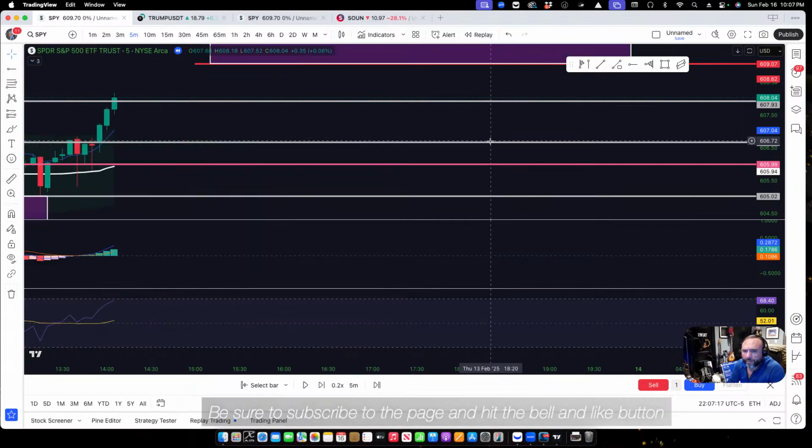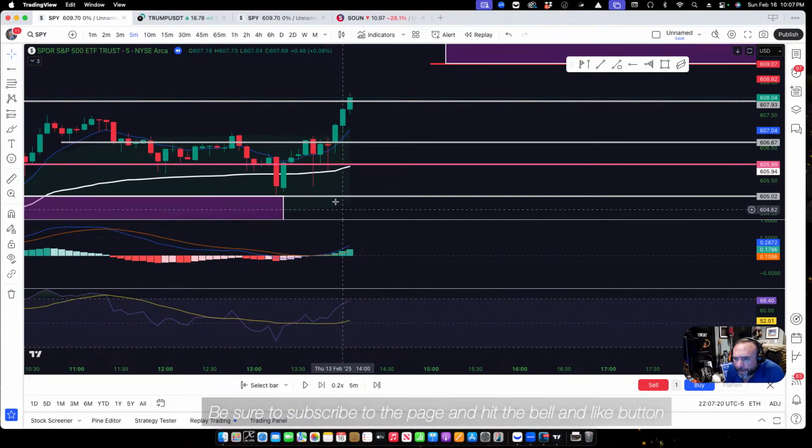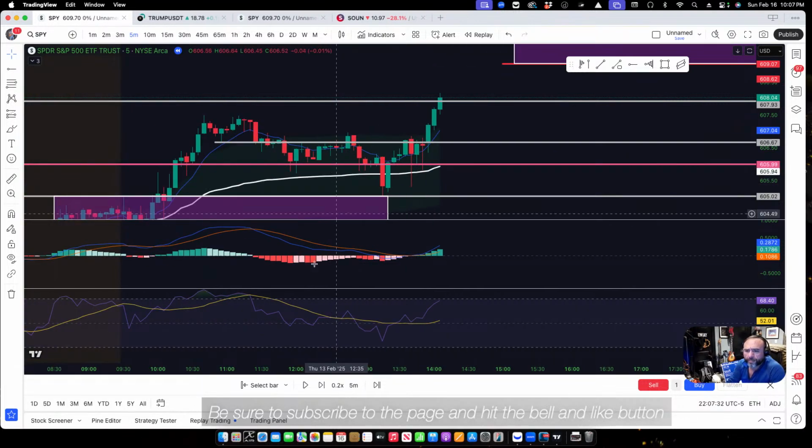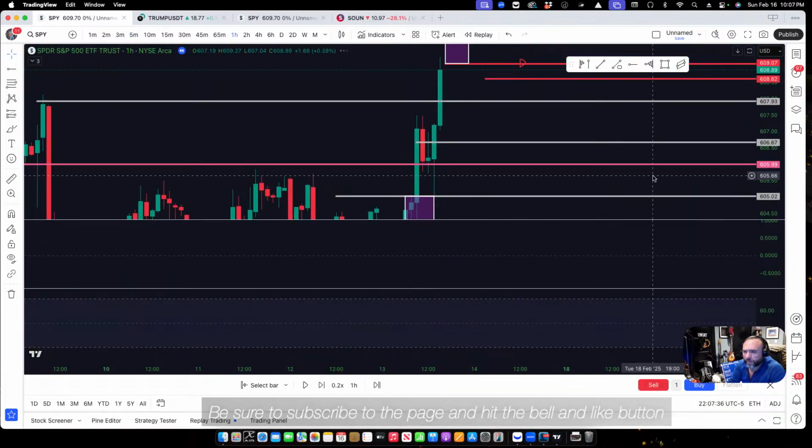You could have looked in here, this red candle off of VWAP. You could have took a risk position off of VWAP in here. That's true. You could have. Because why? Let's go to the 1 hour.